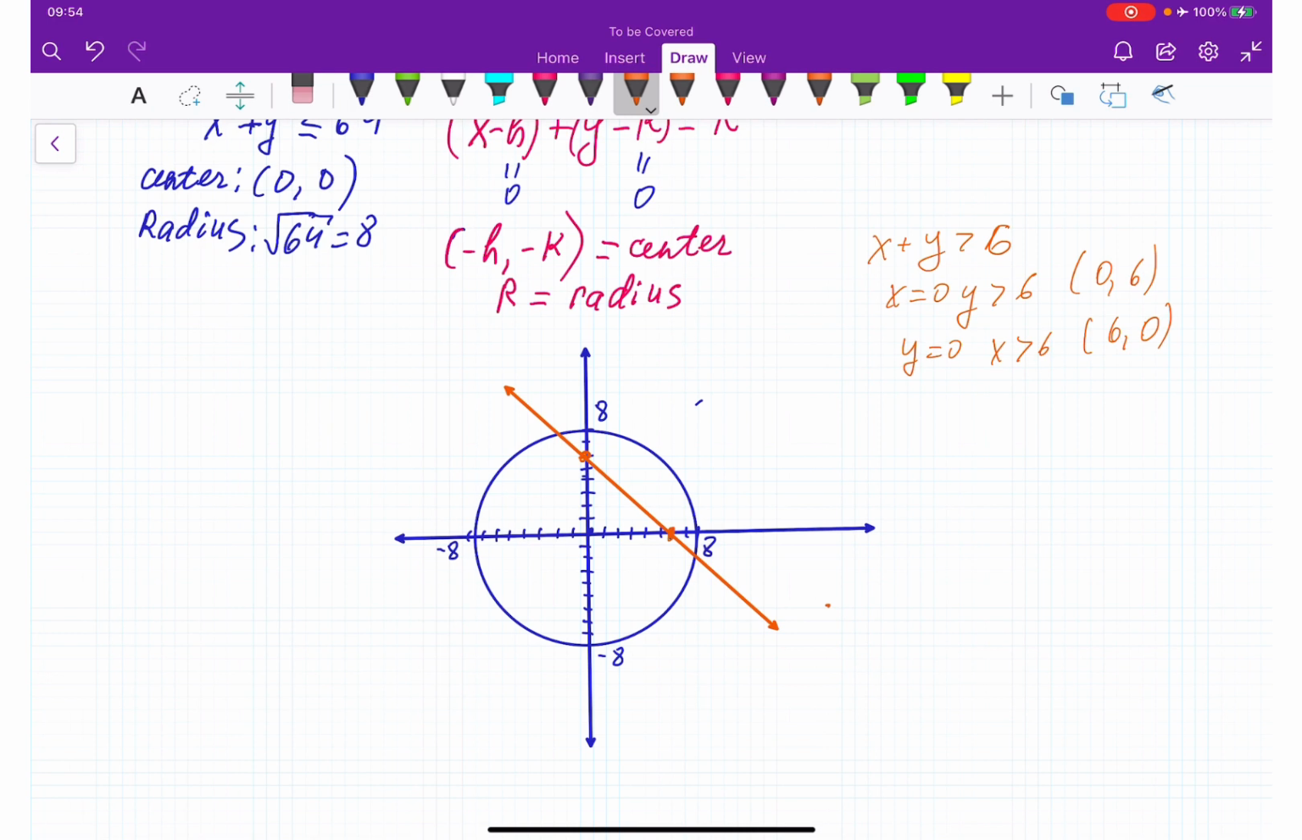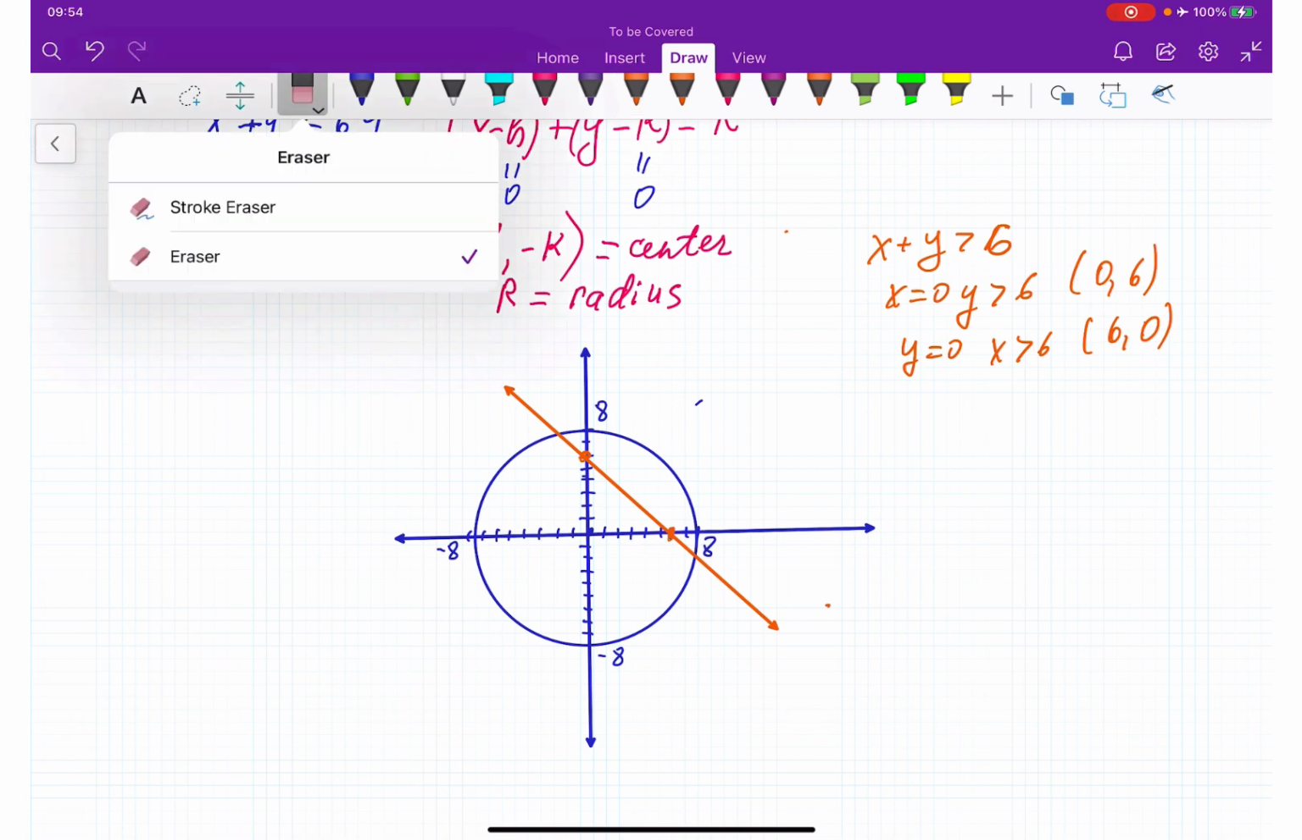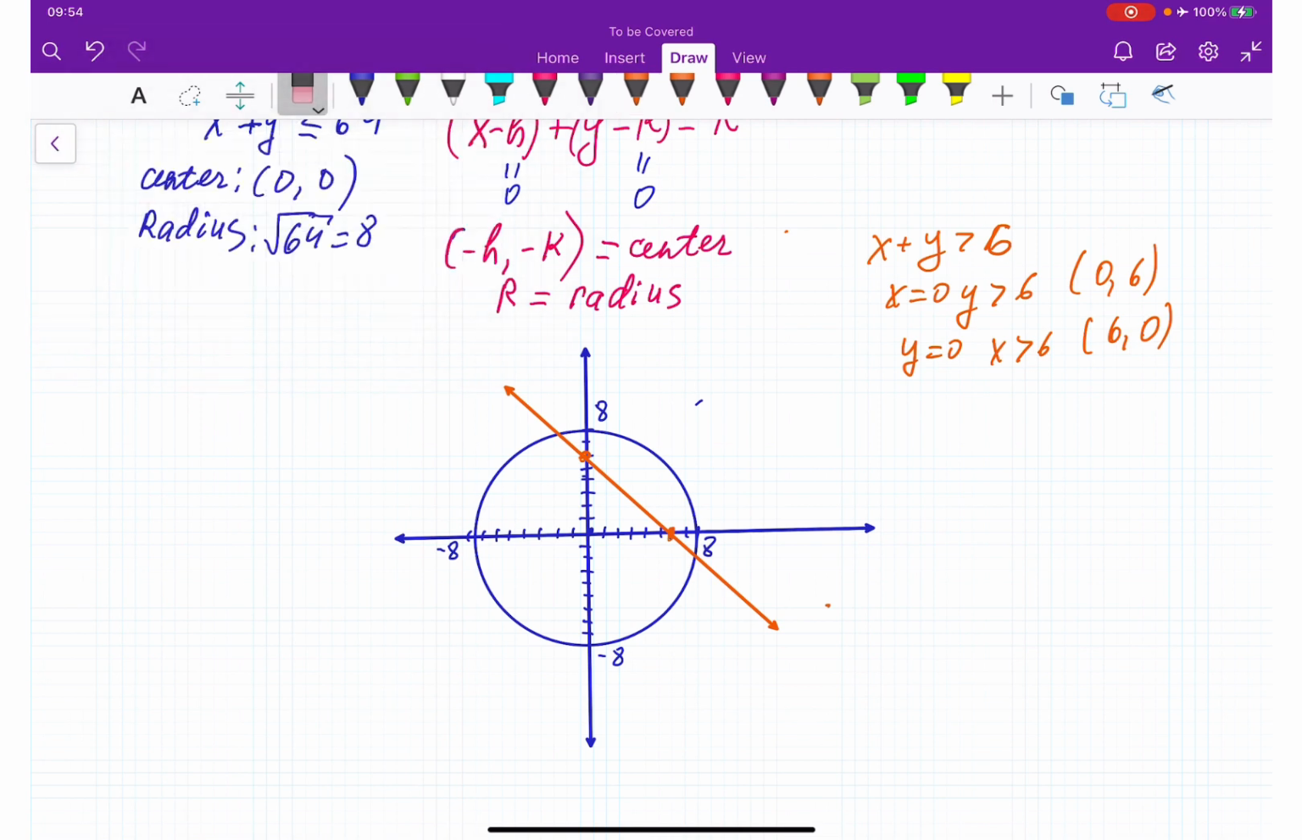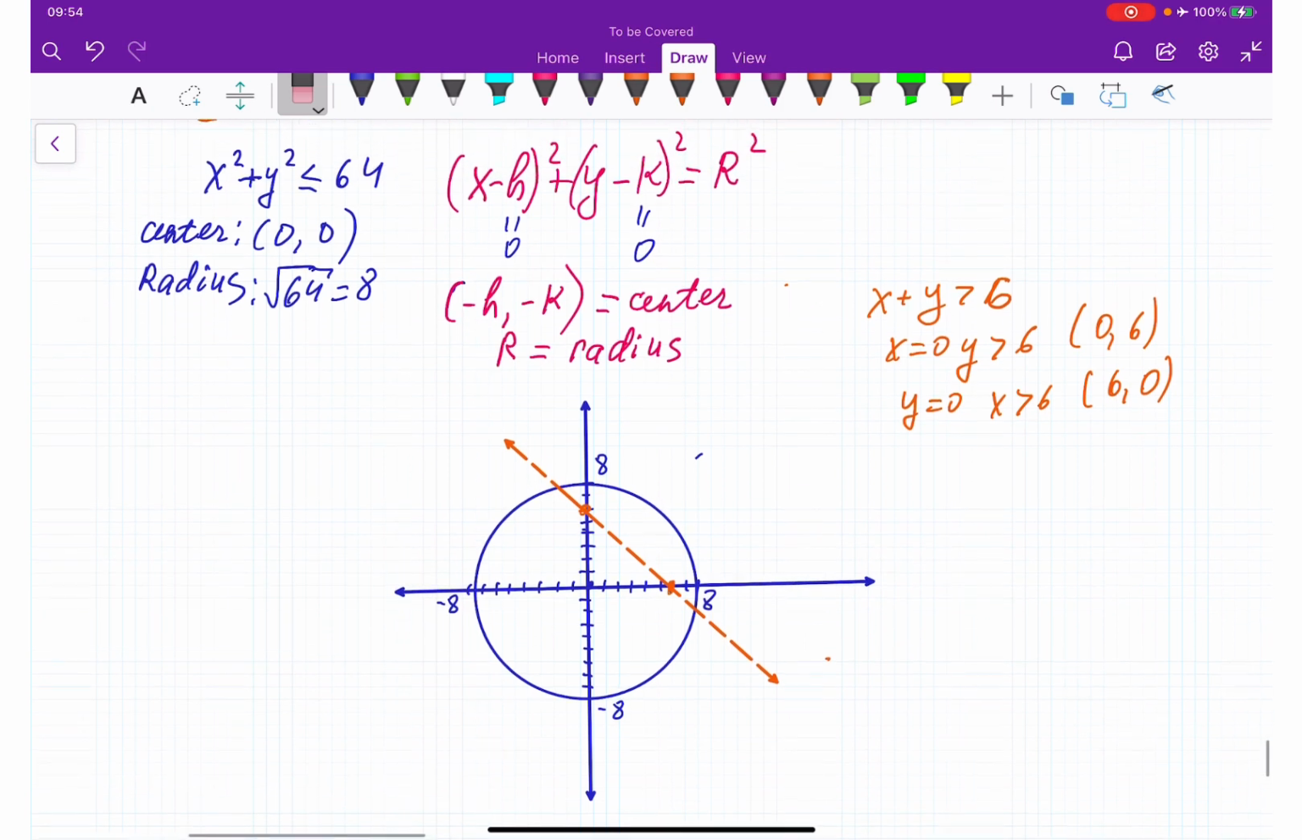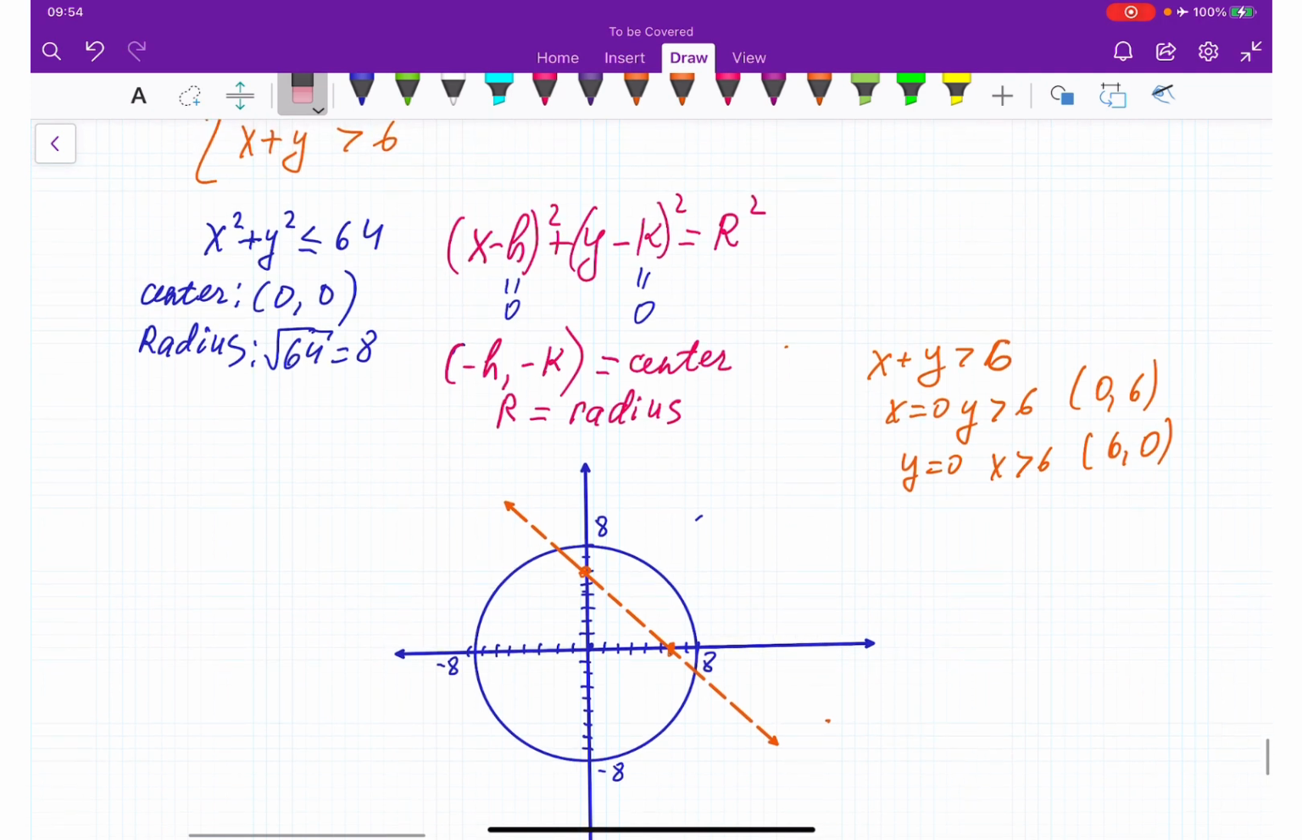Since there is no equal sign, let me make it thicker so it can be okay. Since we don't have an equal sign, I'm going to build dashes. Okay, now let's see how we're going to build here. What we're going to have.